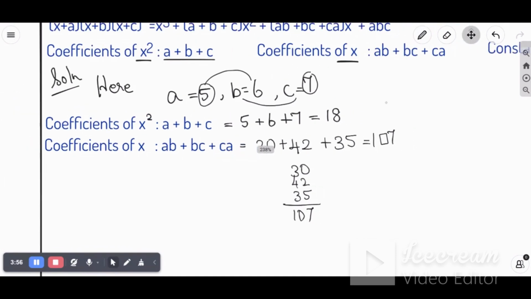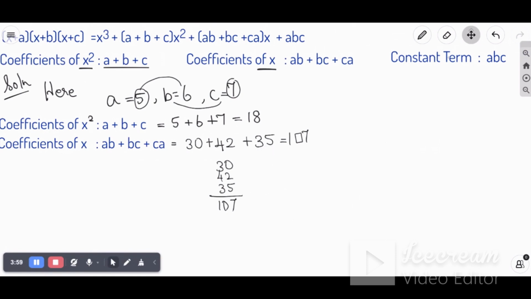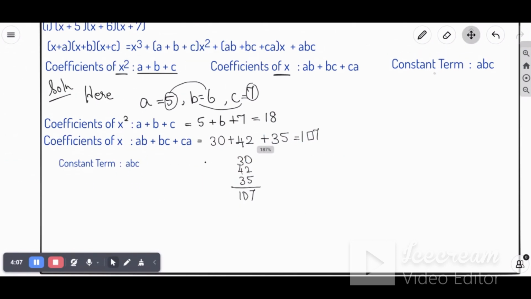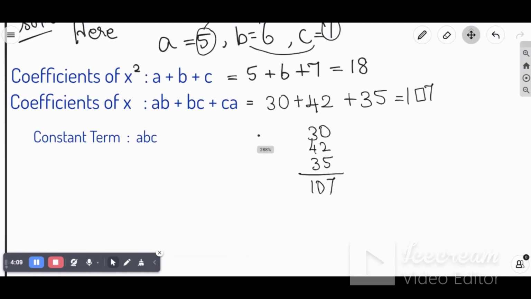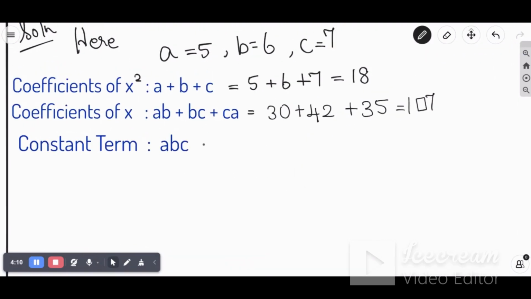And finally, you have to find the constant term. Constant term means you have to find a into b into c. So let's start finding that. What is your a here? 5. So 5 into 6 into 7. Now 5 sixes are 30 and 30 sevens are 210. So this is your answer.